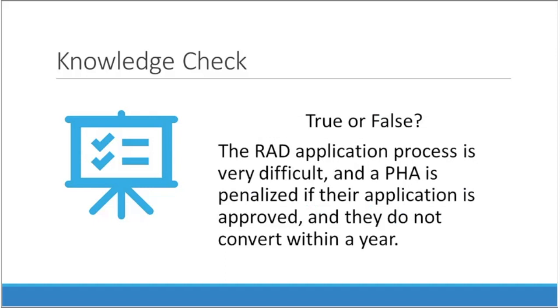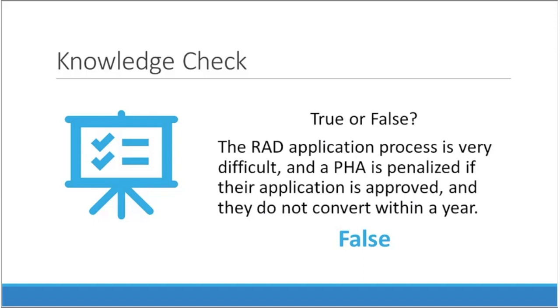Next one's a true or false. The RAD application process is very difficult, and a housing authority is penalized if their application is approved and they don't convert within 1 year. All aspects of that are false. It's not difficult, and you're not penalized whether it's not converted in a year or ever. So there is no penalty for not converting.